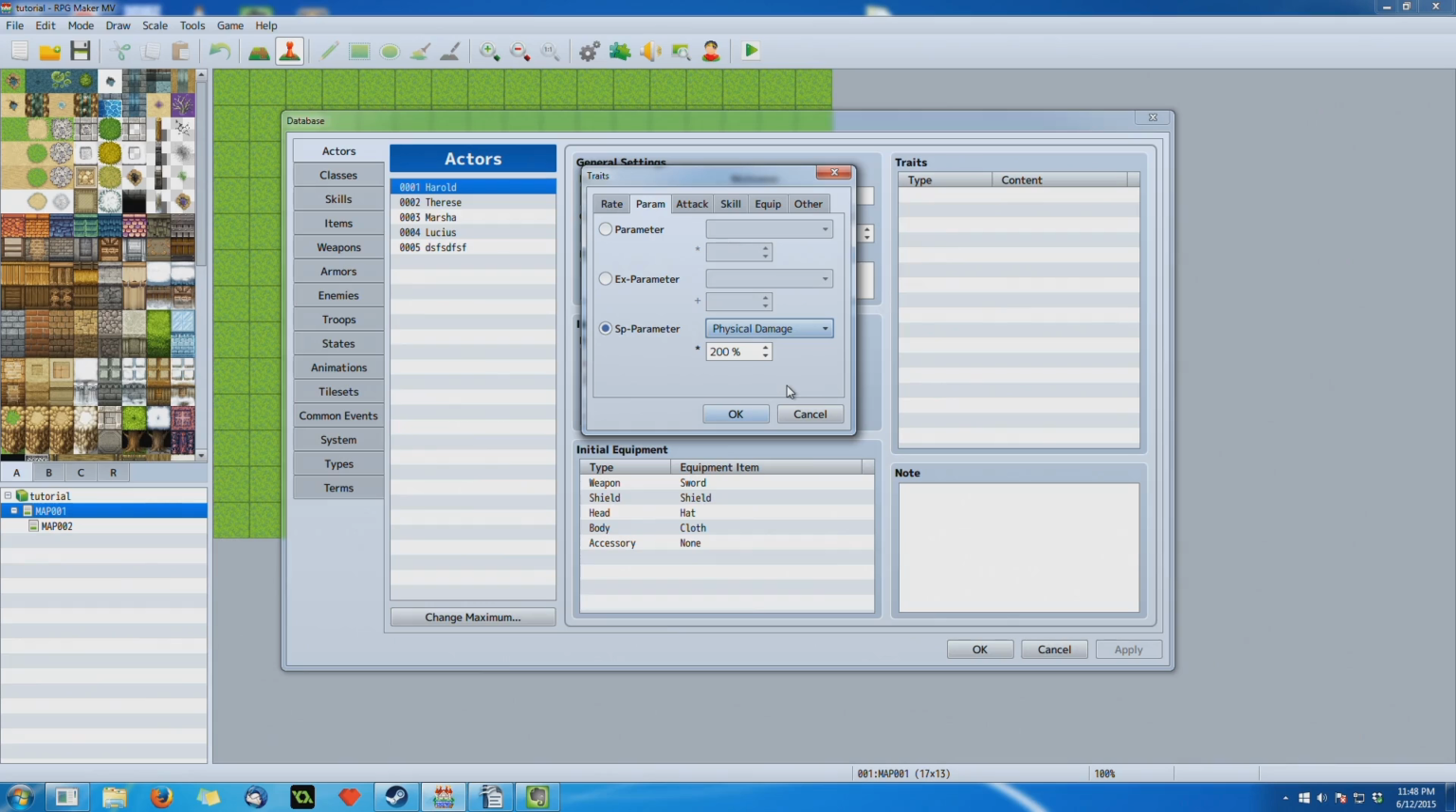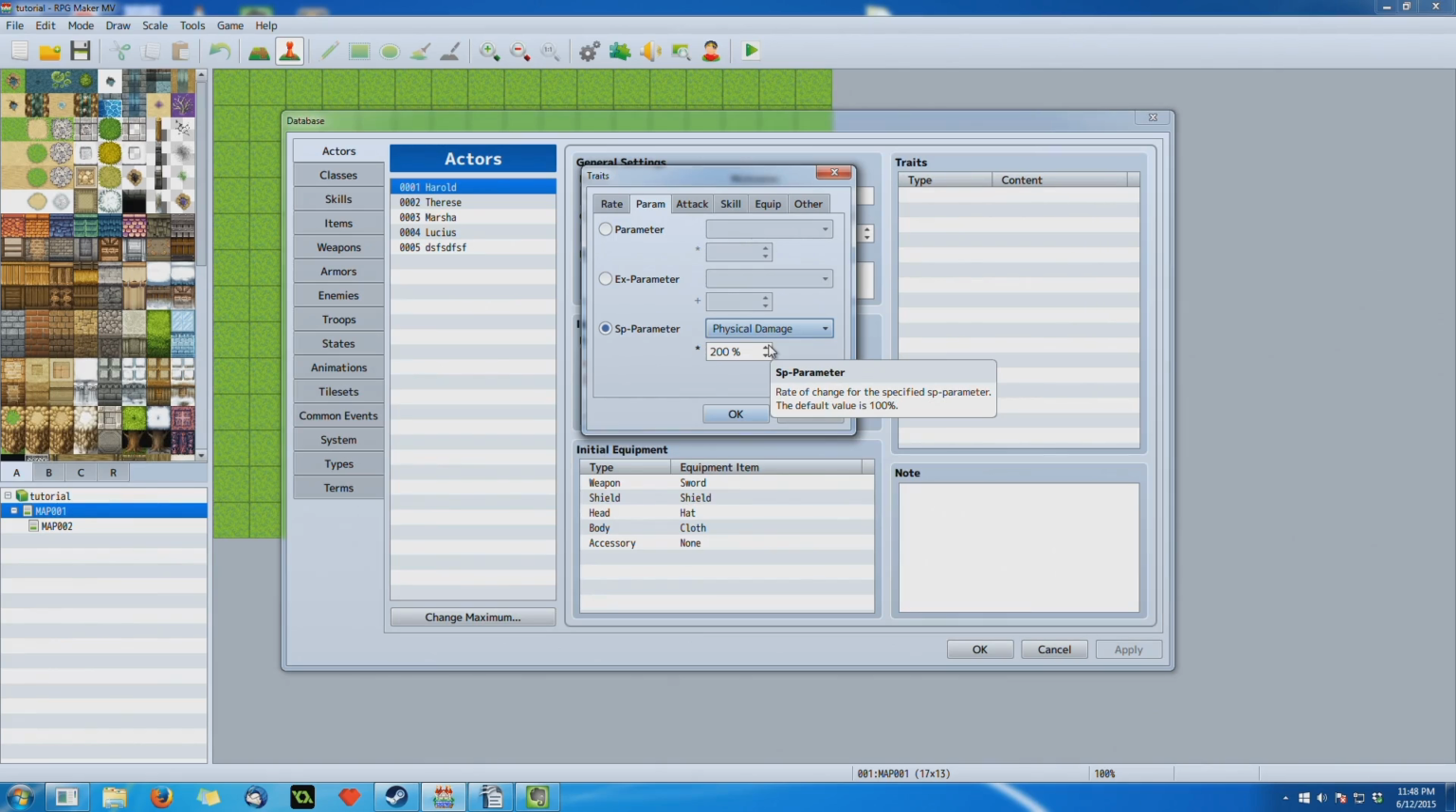Physical damage. Now, this one's a little bit confusing. This one you might think would increase our attack by whatever percentage. So let's just say we have a skill that does 10 damage, and we have it at 200%, then we'll do 20 damage against the enemy. But this isn't true. This is what I thought when I first saw this, but it isn't true.